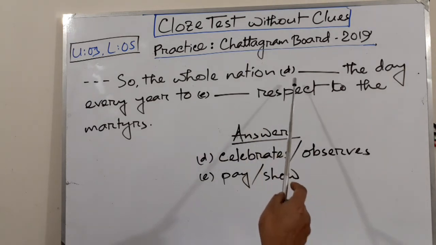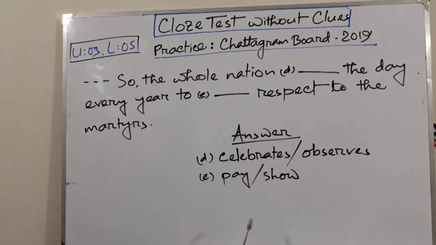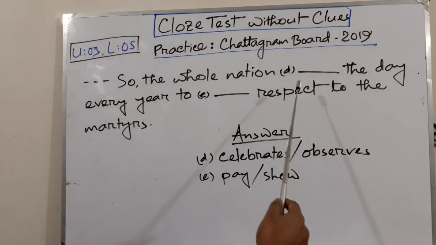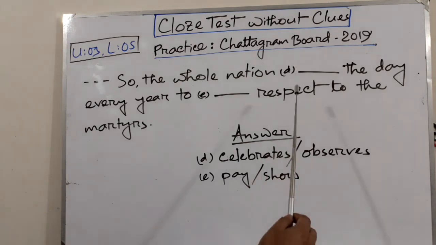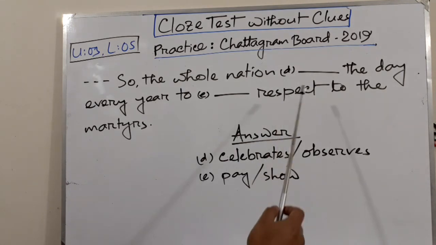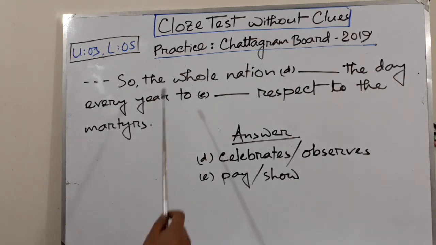In the gap D, we can use celebrates or observes. Here we see the gap is the place of a verb. So we should use the verb according to the right forms of verb, and here we must use the form of verb that is S or ES form. That's why the word should be celebrates or observes, because this verb is a finite verb and it is in the form of present indefinite tense, and the subject of this verb is third person singular number. That's why it takes s or es form.